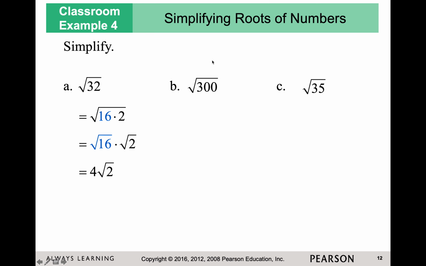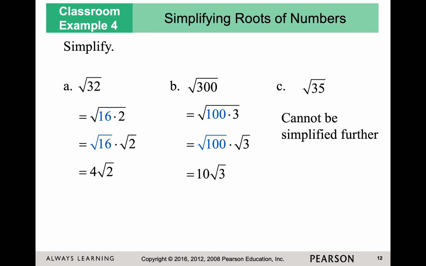Is 300 divisible by a perfect square? Well, it's divisible by 25, but it's also divisible by 100, which is a perfect square. So I'm going to write it as 100 times 3. The square root of 100 is 10, so it's going to be 10 times the square root of 3. The square root of 35 cannot be simplified. It is not divisible by a perfect square.